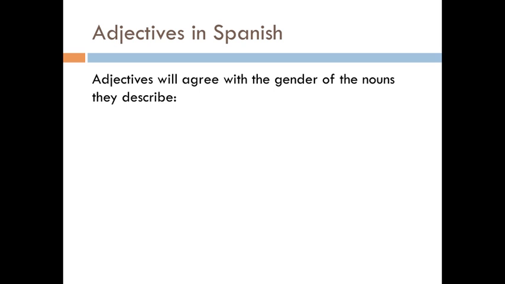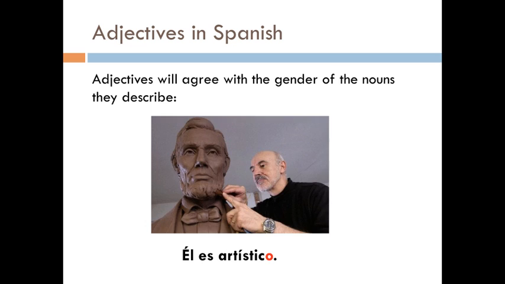First of all, adjectives are going to agree with the gender of the nouns they describe. In English, we don't have separate forms of adjectives for masculine and feminine, but oftentimes in Spanish, we're going to find that there's a masculine form of adjectives and a feminine form of adjectives. For example, let's take a look at this man. Él es artístico. Notice that the adjective artístico ends in the letter O because we're describing a man.